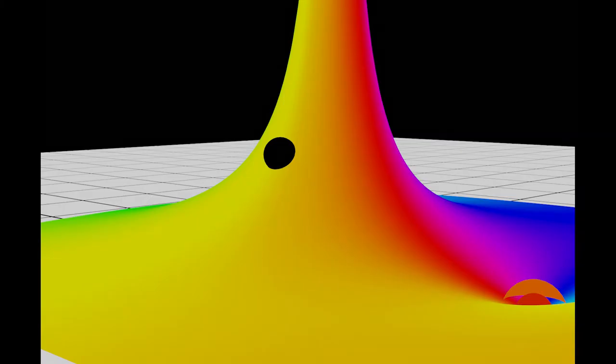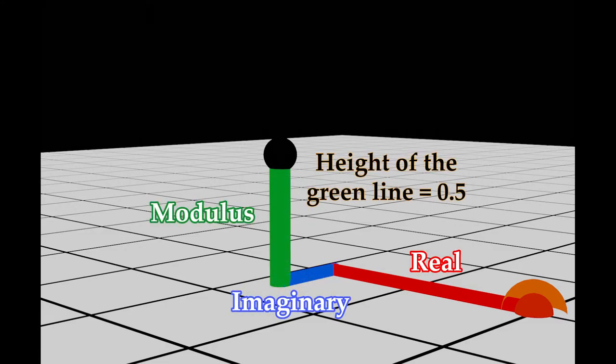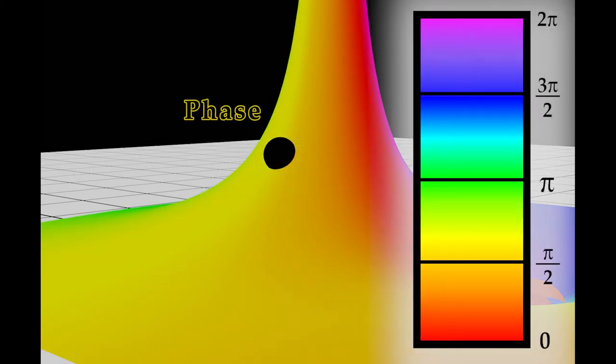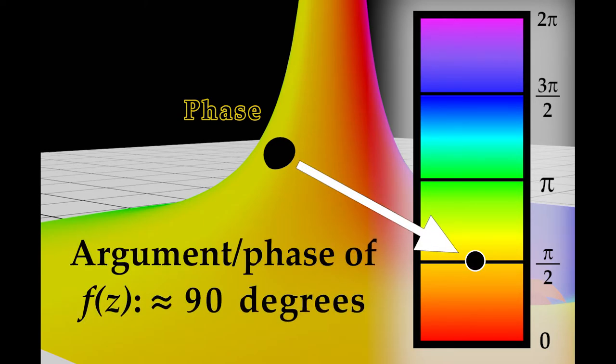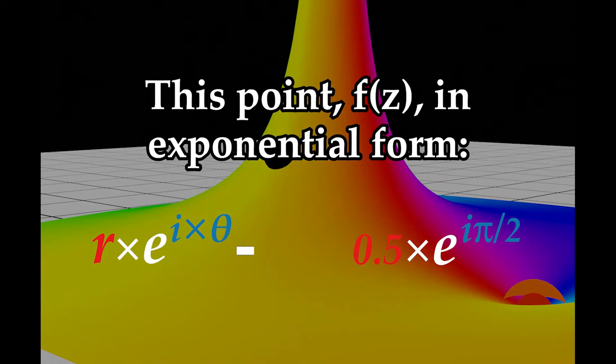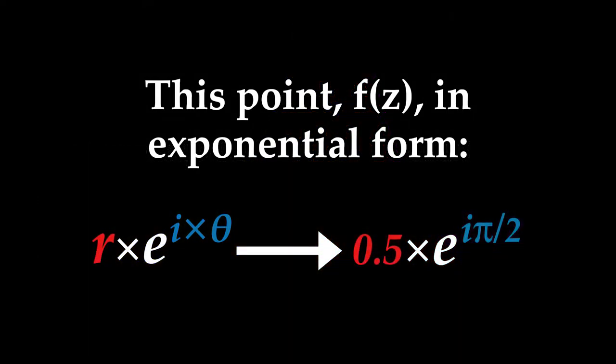Let's say that the height of this point on the surface is 0.5. That means that the modulus of the output for this point is 0.5. To find the phase of the output for this point, we can just look at the color at the point on the surface. Putting it all together, we find that the output of this point is about 0.5 times e to the power of i times pi over 2.